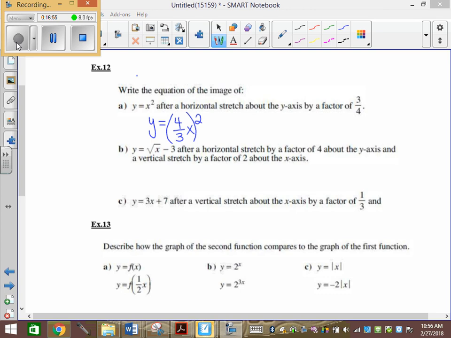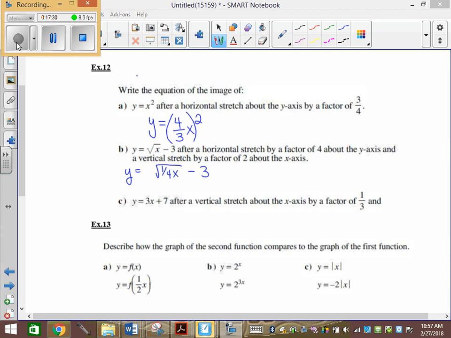B. Y equals square root x minus 3 after a horizontal stretch by a factor of 4. Where does that go? 1/4. Where does that go? With the x. And this square root symbol is like a bracket, right? Anything underneath the square root symbol is with the x. So we're going to have y equals square root of 1/4 x minus 3. Then we have a vertical stretch by a factor of 2.